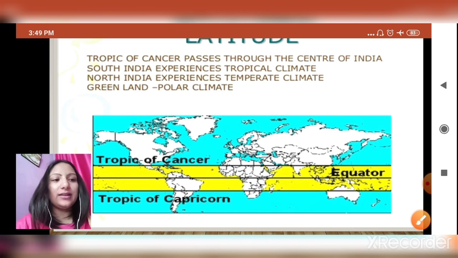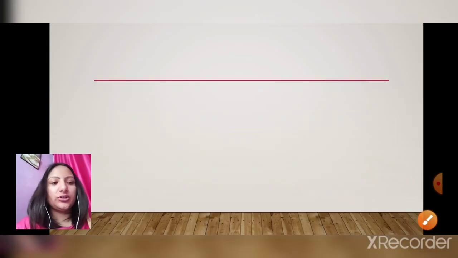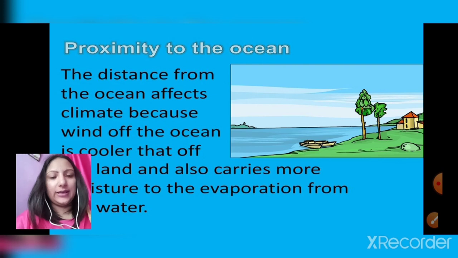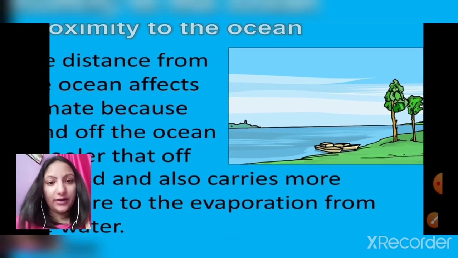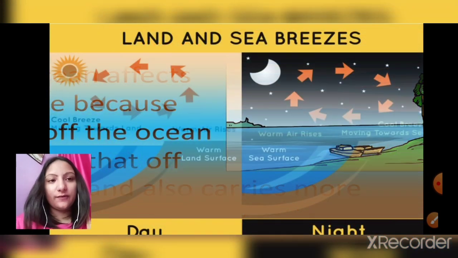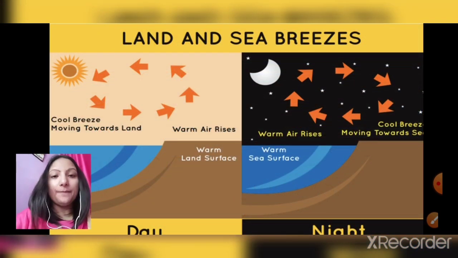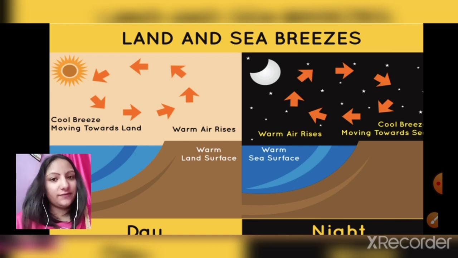Now next we will see longitude or proximity to the sea. Proximity to the sea means nearness to the sea, or distance from the sea. Nearness to the sea influences the climate of coastal peninsular India. You all know the mechanism of the land breeze and the sea breeze. We have already discussed this. This makes the climate in these areas equable, with low diurnal and seasonal ranges of temperature.